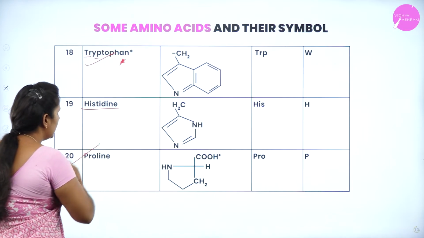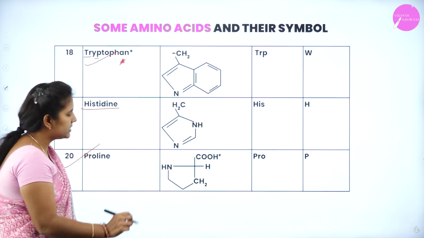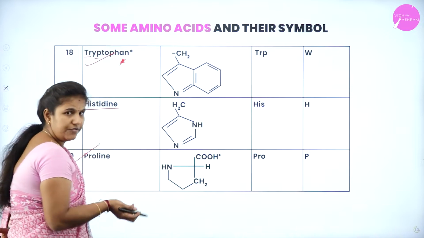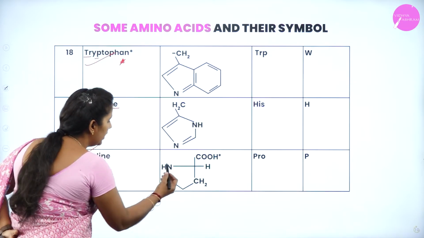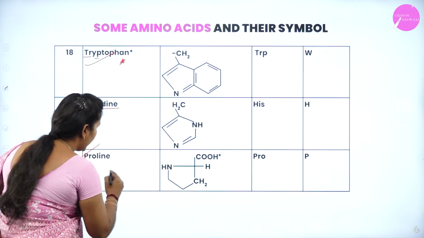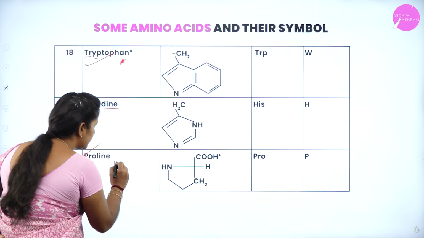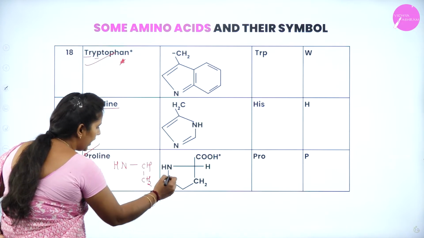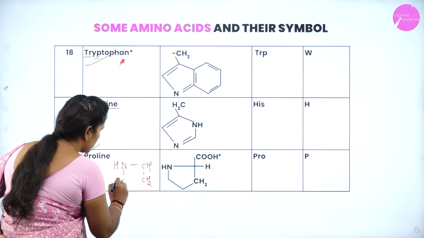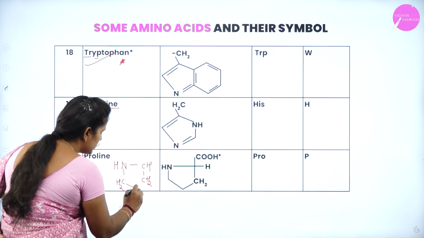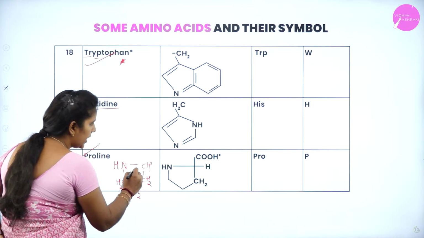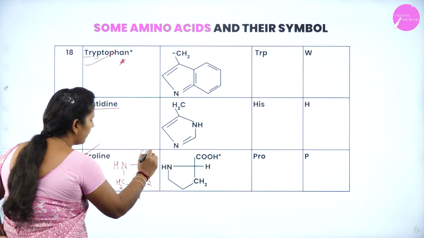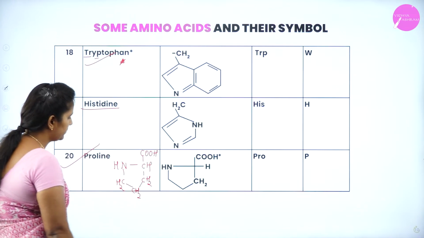The last one, proline. Here you can see that there is a different functional group that you can identify, which is a 5-membered ring. I can rewrite this as NH, CH, CH2 and these 2 groups are also CH2, CH2, CH2, and this carbon atom will have COOH. Okay.